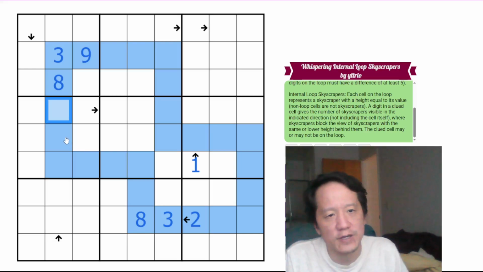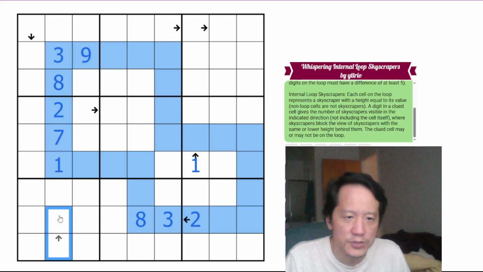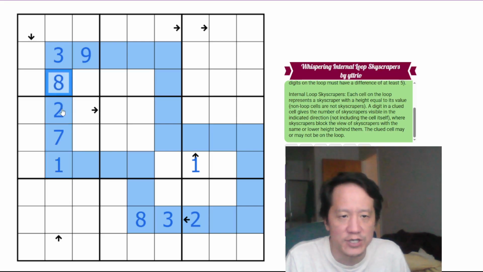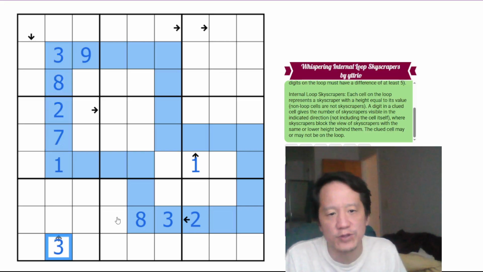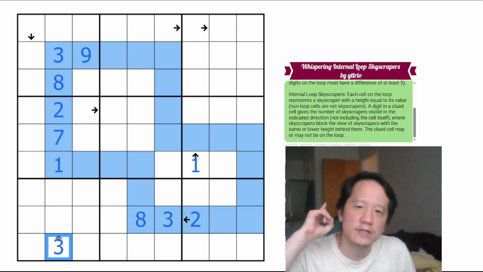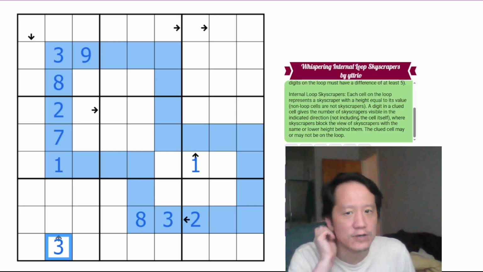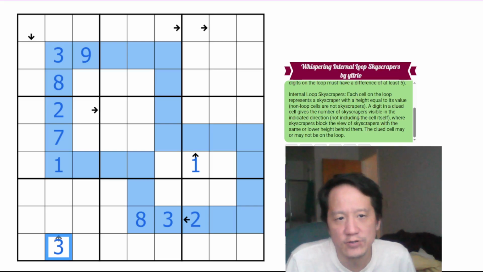This could be something like 3, 8, 2, 7, 1. And this would see 1, 2, 3 skyscrapers because it would not see 2 or 3, as they would be blocked by the 7 or 8. So this would have to be 3 if that were the case. Remember, non-loop cells are not skyscrapers, so you can't see those if they aren't a skyscraper itself.